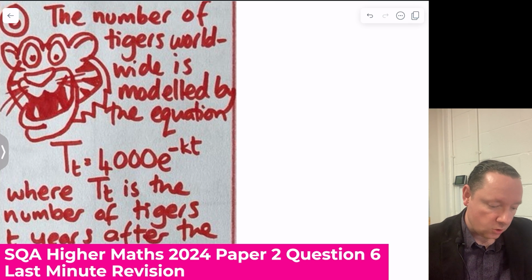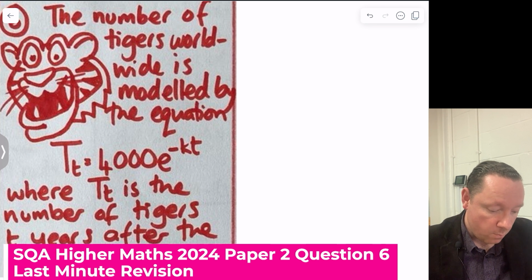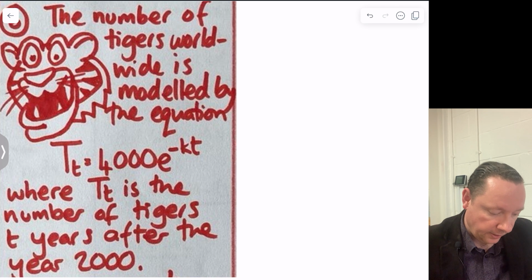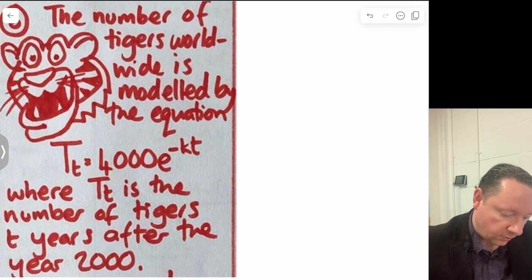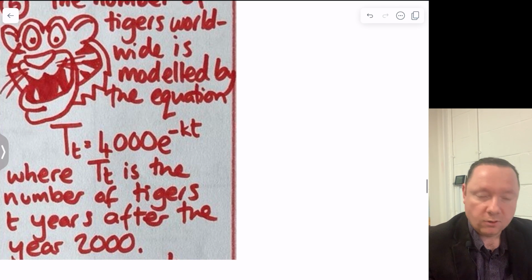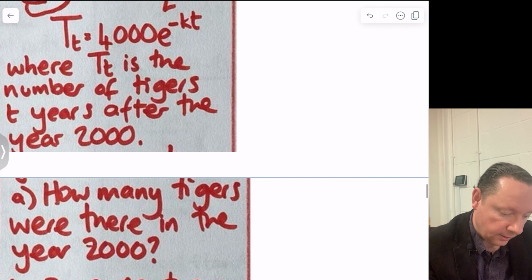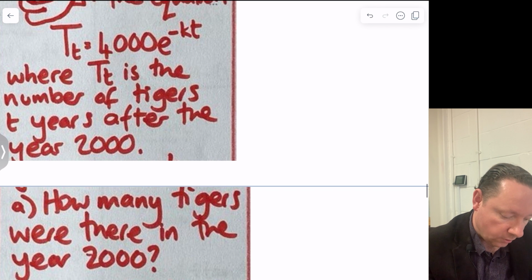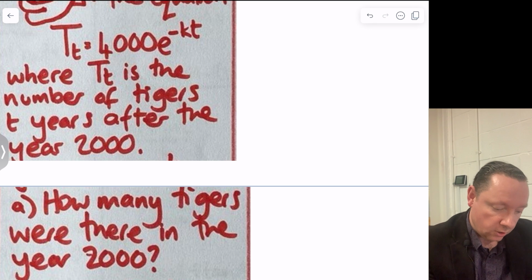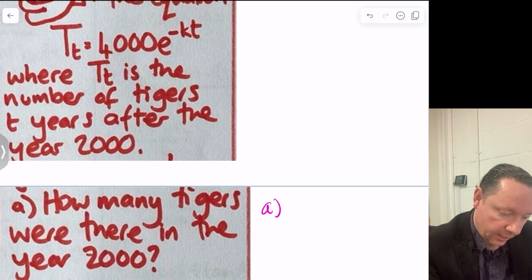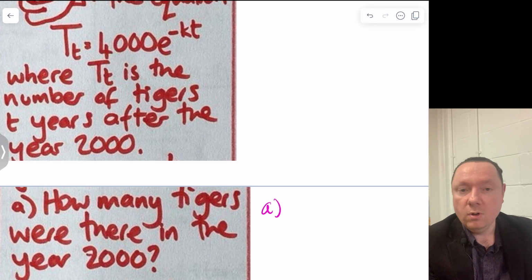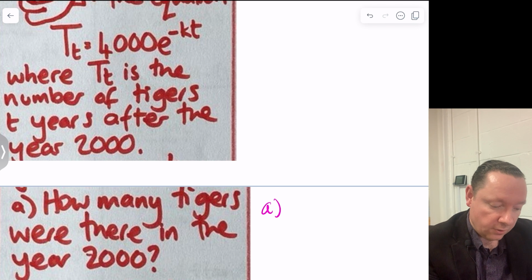The number of tigers worldwide is modelled by the equation T subscript t equals 4,000 e to the minus kt, where T is the number of tigers, t years after the year 2000. Fantastic. How many tigers were there in the year 2000 is part A. So in the year 2000, there's no years after. So the answer for part A is, without any real work, the number in front, which is 4,000.